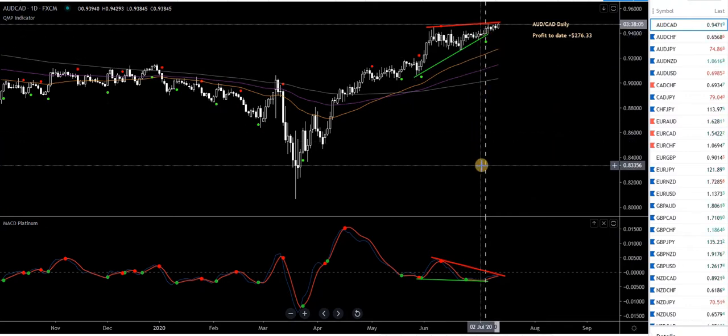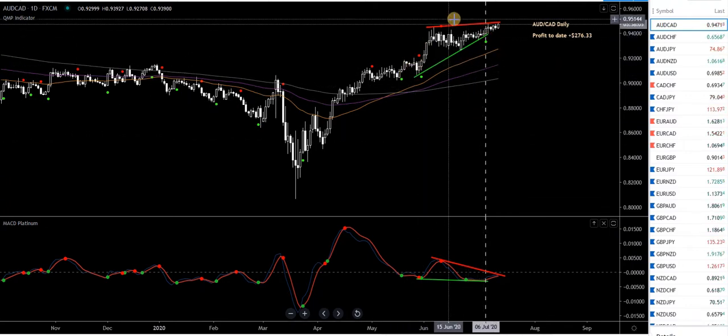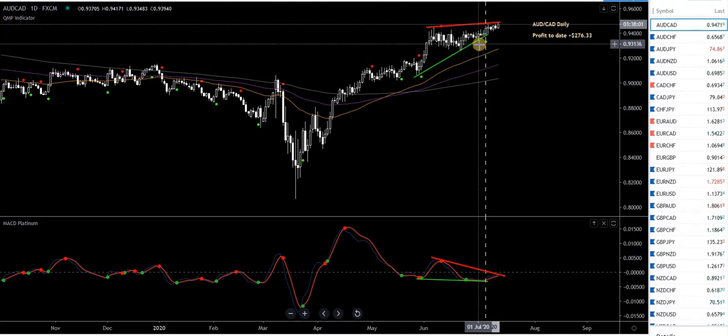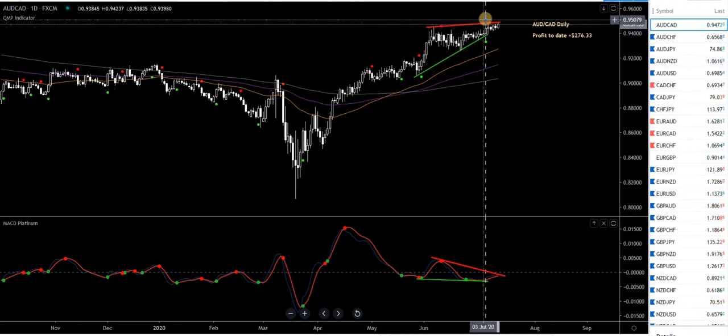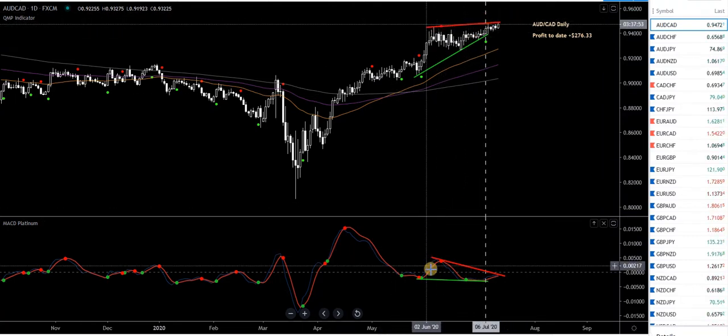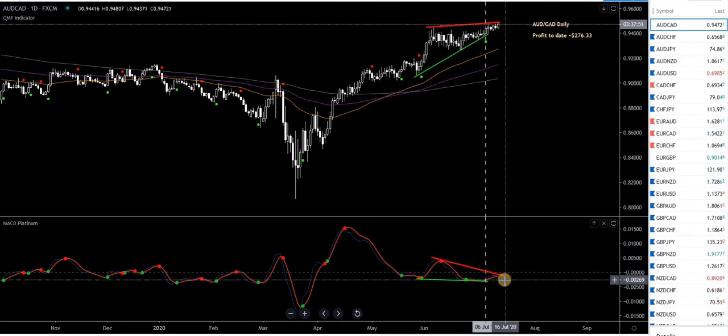I didn't take it. The reason being, price didn't come back close enough to the moving averages for my liking. There was also prices at this previous high. It's since gone a little bit higher. There's a possibility of bearish divergence setting up.